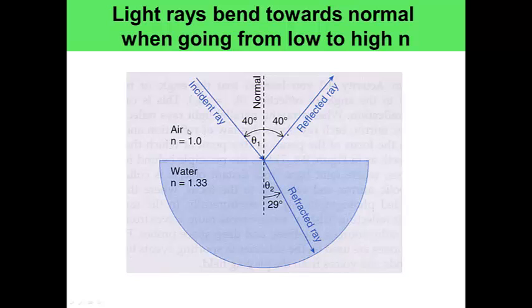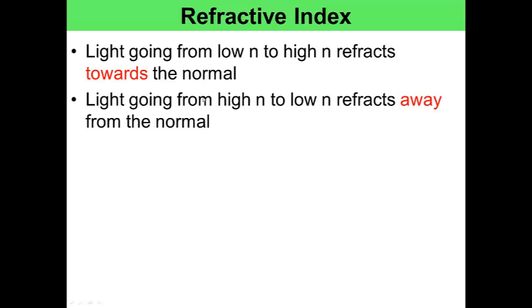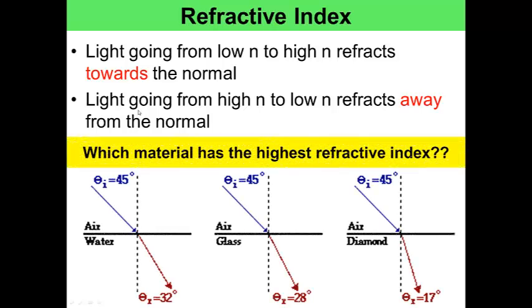So air has a lower refractive index than water. So this light ray will bend closer to this perpendicular line, closer to normal. So air is less than water, it'll move towards 90 degrees. So the incident ray was 40. If it moves towards 90, this number gets smaller. This is 29 degrees. Light going from low n to high n refracts towards normal. Light going from high to low refracts away from normal.